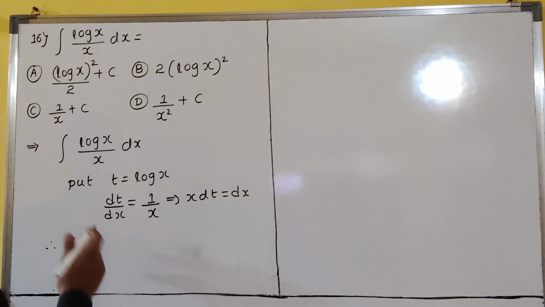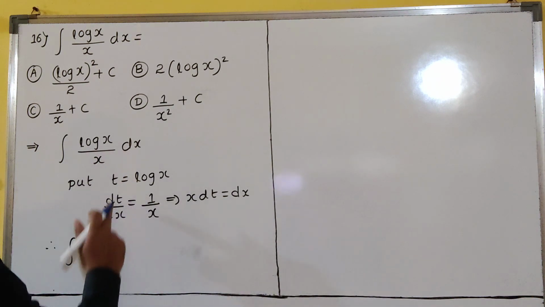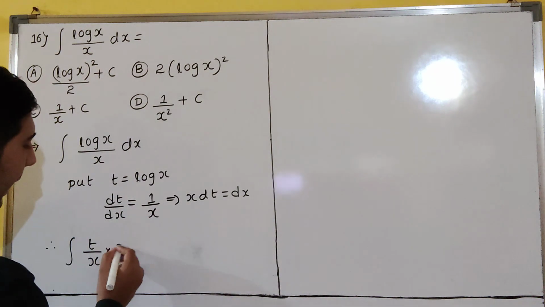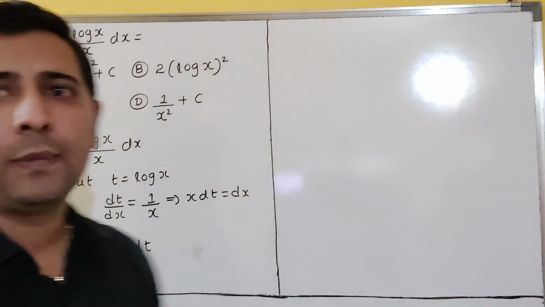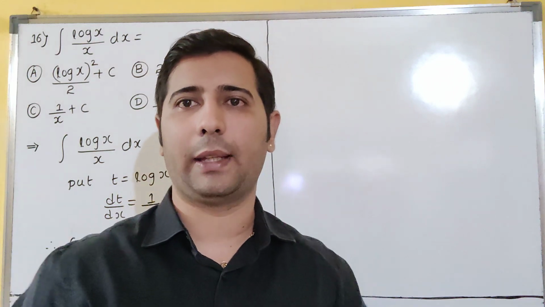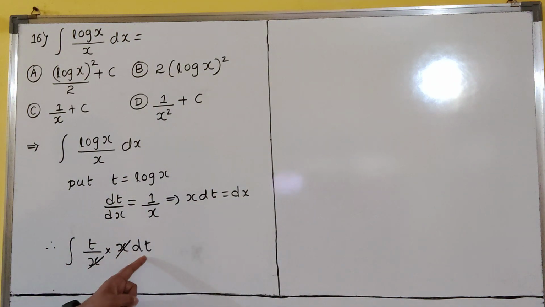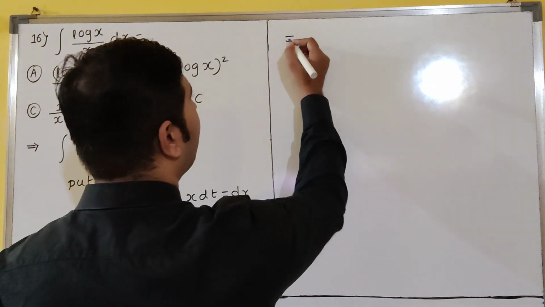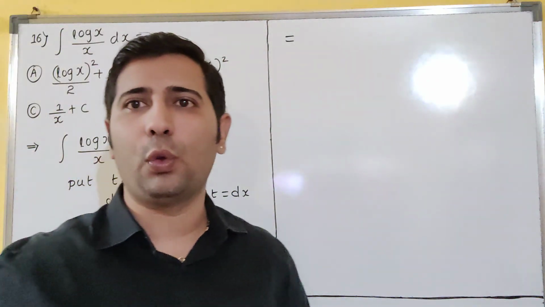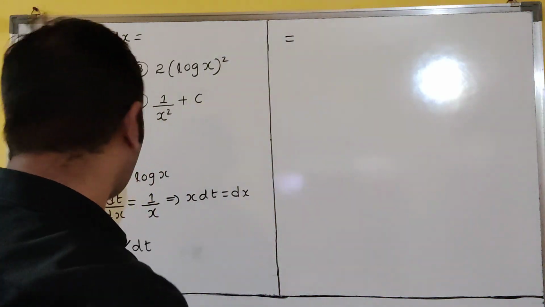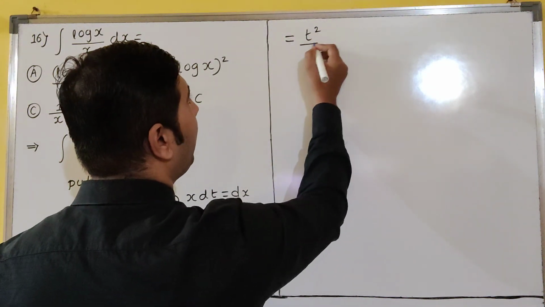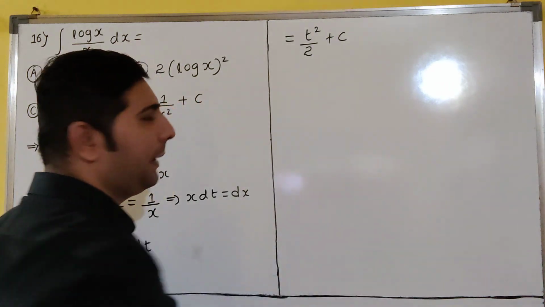So now you substitute. Log x is what? t, whole divided by x. Dx value is how much? Dx value is x into dt. x gets cancelled. Integration of t into dt is what? Integration of x is x square by 2 you will write. Integration of t is nothing but t square by 2, students, plus c.